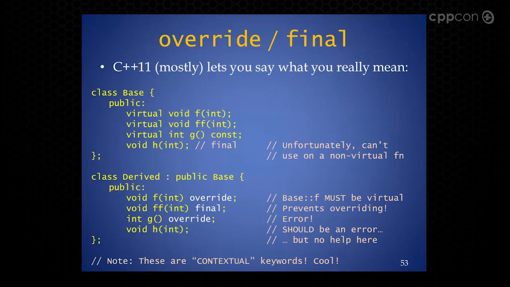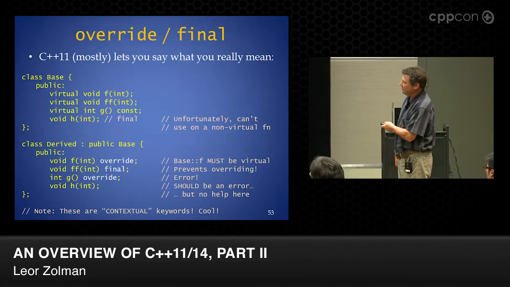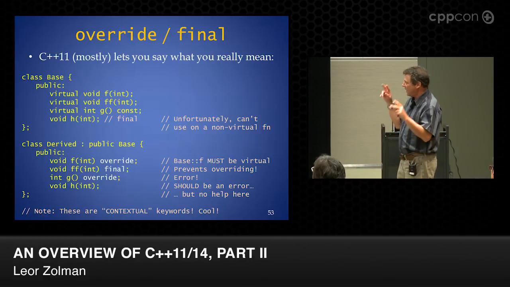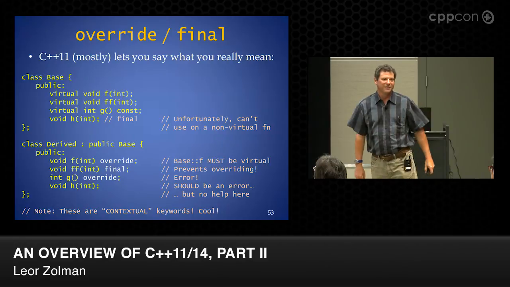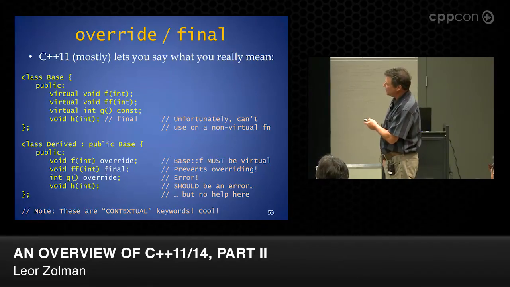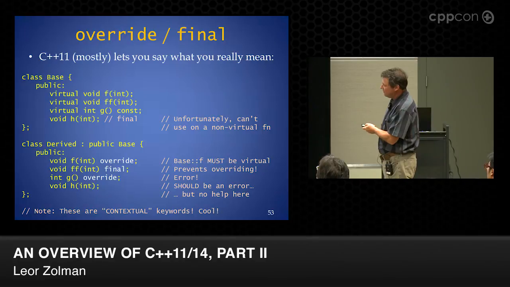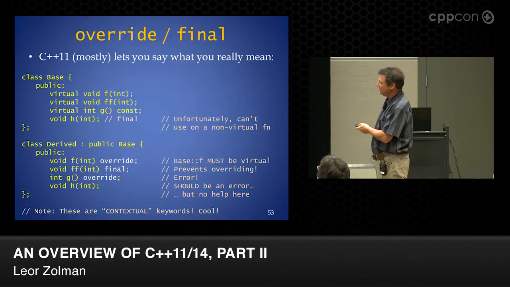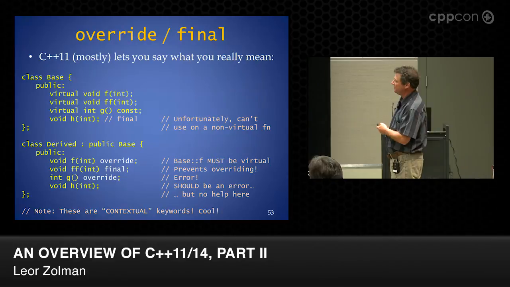So up here, the base class is the same as it was before, and I'll get to this comment in a minute. It's just a comment. All right, so the question was, does F override a base version? If this compiles, it does. So the override says, really, I mean for this to be an override. And the compiler enforces that. So if F is non-virtual up here, or if it has a different signature and there's no base version of this signature that's virtual, this will not compile.